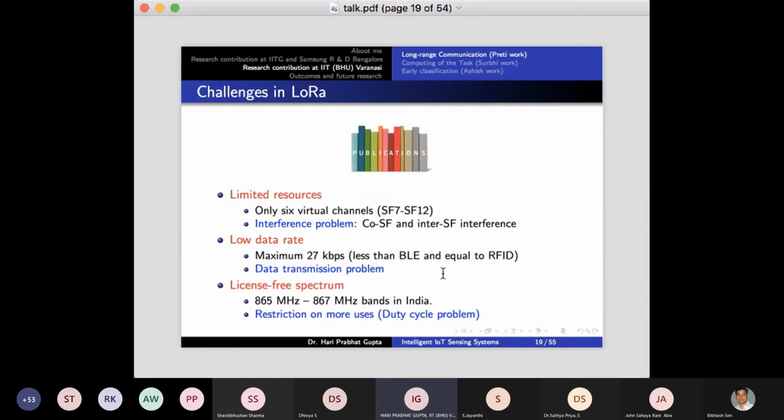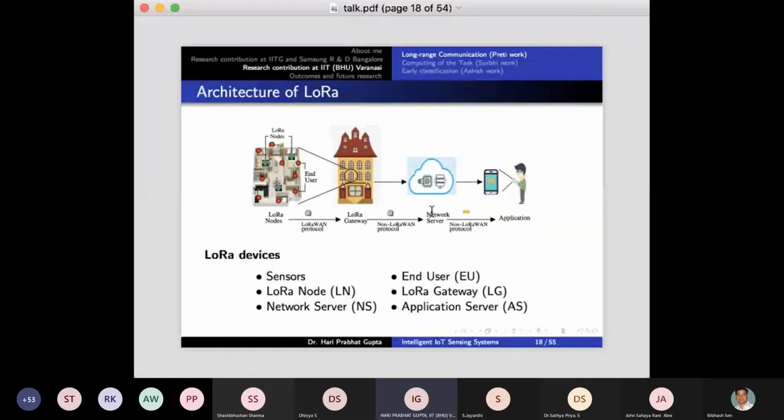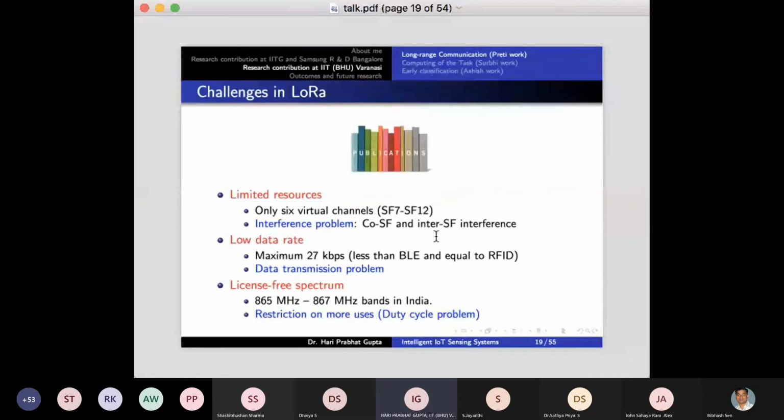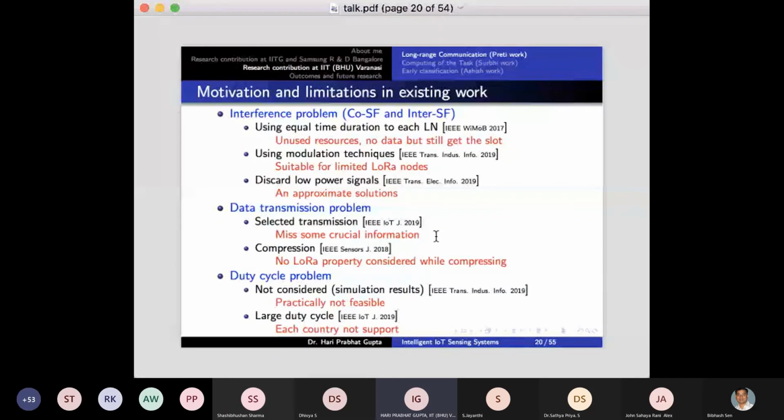Some European countries support a 2% duty cycle, some countries support a 1% duty cycle. And right now in India, if we are using the network server, then definitely we need to follow the duty cycle concept. If we are not using the standard network server, then there is no cap on the duty cycle and you can transmit, because no one is monitoring how much time you transmit your data. So the duty cycle is the solution for the LoRa problem of excessive data transmission.